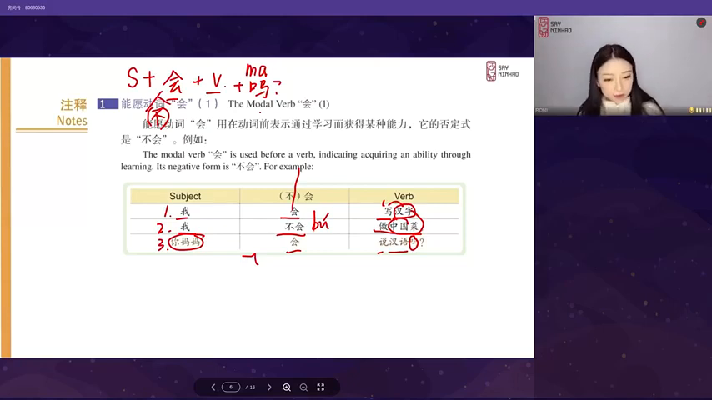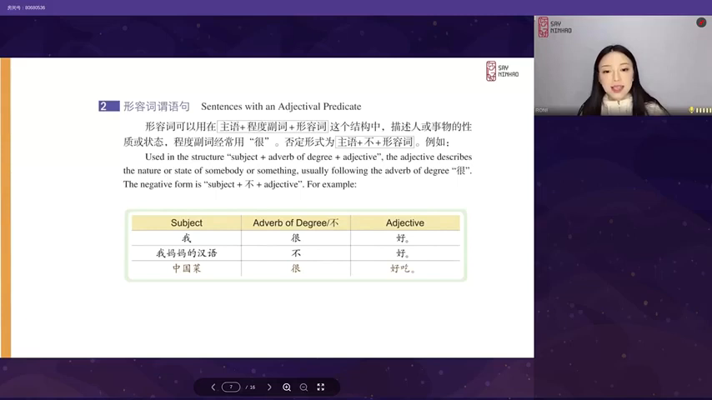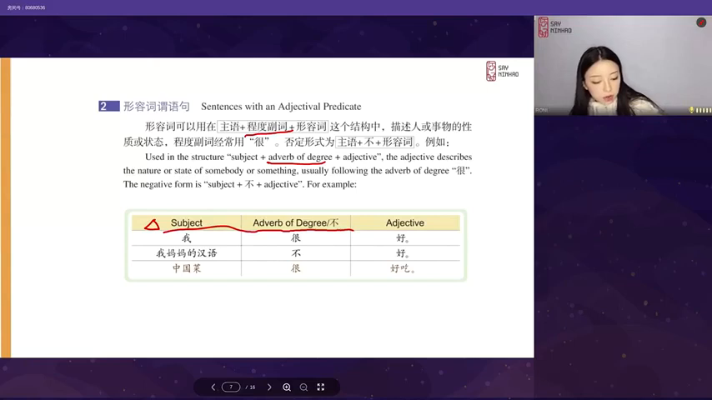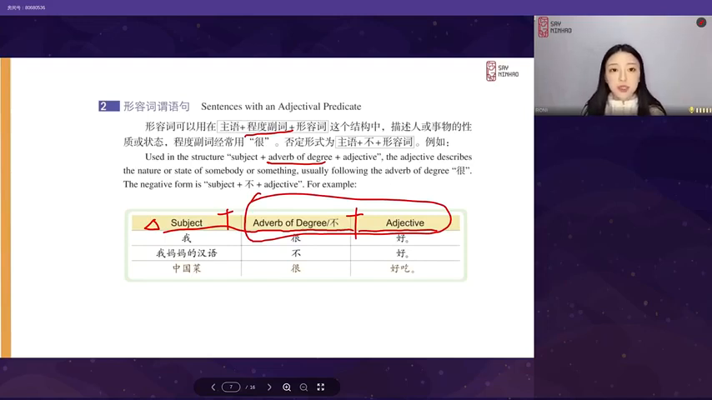It is really easy. Okay, now let's move on to next one, sentences with an adjectival predicate, which means the adjectives can be the predicate in a sentence. So in Chinese, the adjectives can be a predicate, but there is a condition. There should be an adverb of degree before the adjective. Okay? Just like the structure showed here. The subject plus an adverb of degree plus an adjective. Then in this situation, this part is the predicate of the sentence without the verb. Okay, now let's see the example.